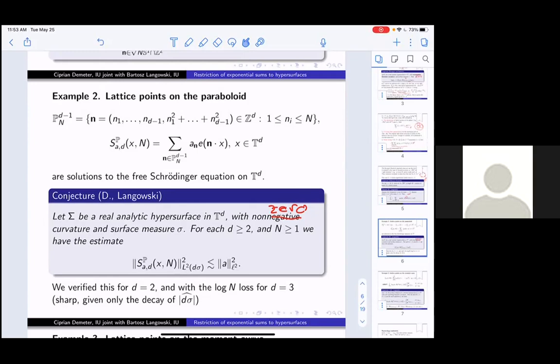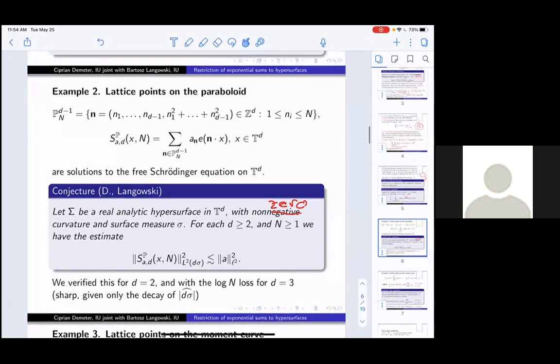So here's the definition of the paraboloid and the definition of the associated exponential sums. There is additional motivation to understand their restriction to some manifolds, and this comes from the fact that these sums are solutions to the free Schrödinger equation on tori.